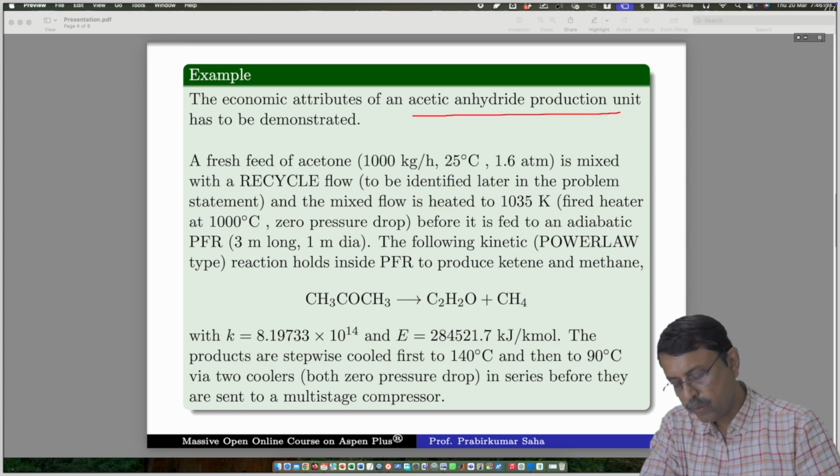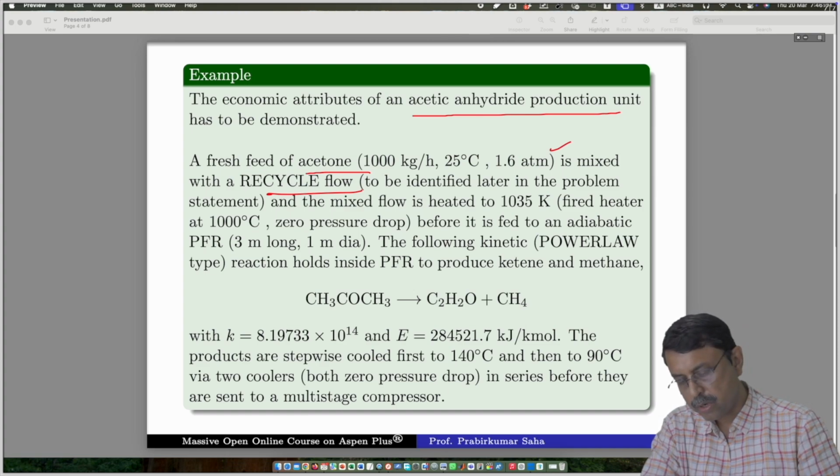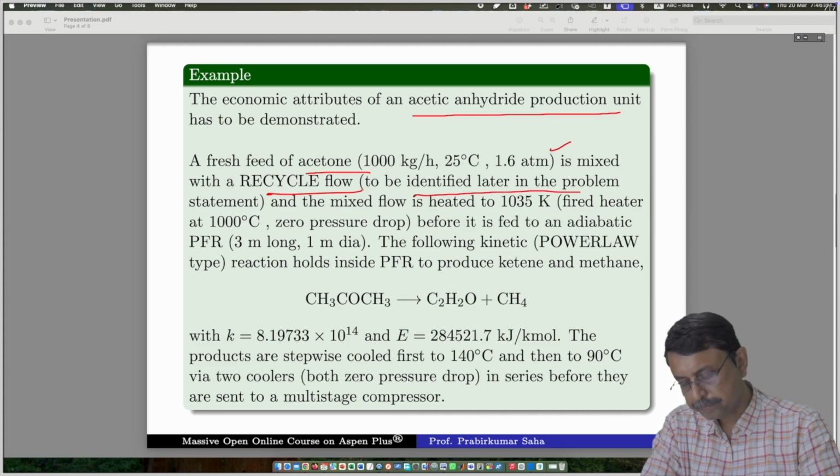The problem is, we have a fresh feed. The temperature, pressure, and flow rate have been given. It is mixed with a recycle flow. So there is a recycle flow in the plant which will be mixed with it. Now, we do not know at this moment what the recycle flow is. It will be identified later in the problem statement.